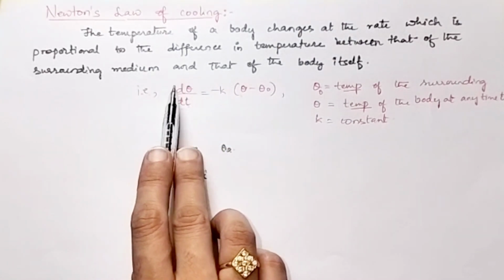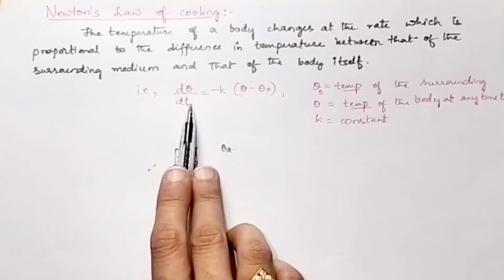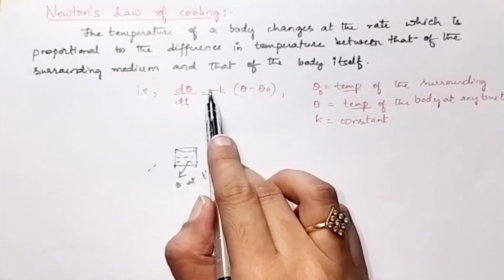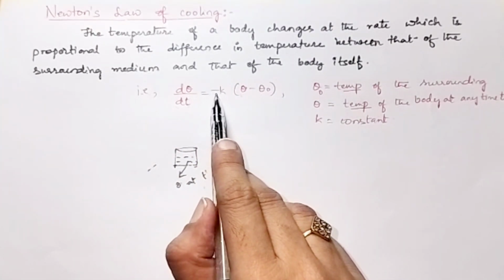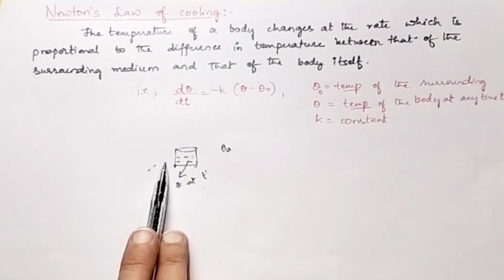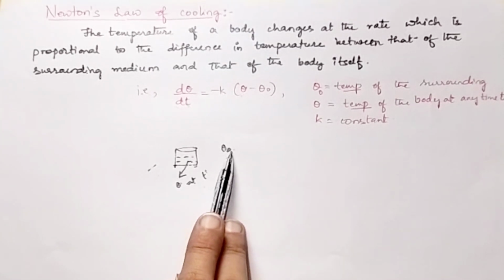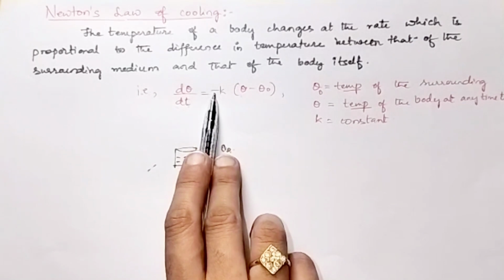So mathematically, Newton's law of cooling is represented as d theta by dt equal to minus k into (theta minus theta naught). The proportionality constant is k. There is a minus sign because the temperature decreases. Initially it was very hot, then it gradually comes down to the temperature theta naught, the temperature of the surrounding. So that's why the sign is minus.